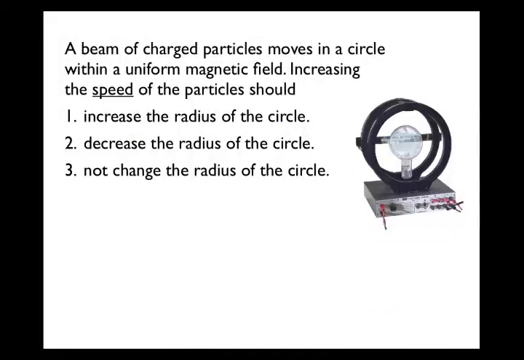A couple more conceptual questions involving your observations from the lab. So we have a beam of charged particles that moves in a circle inside a uniform magnetic field. If we make the particles go faster, what does that do? Does that increase the radius of the circle, decrease the radius of the circle, or not change the radius of the circle? The correct answer is that it increases the radius of the circle.